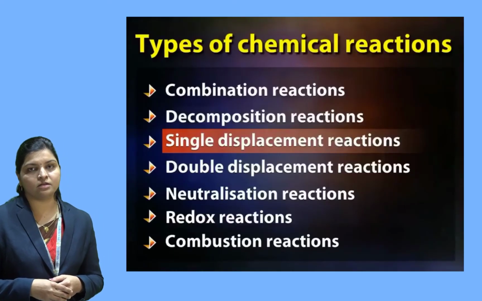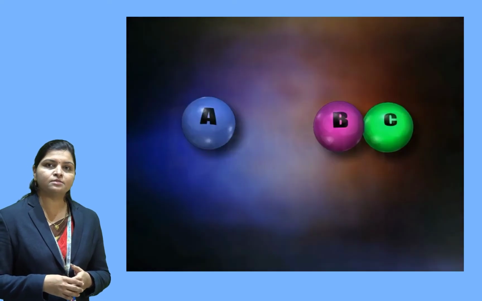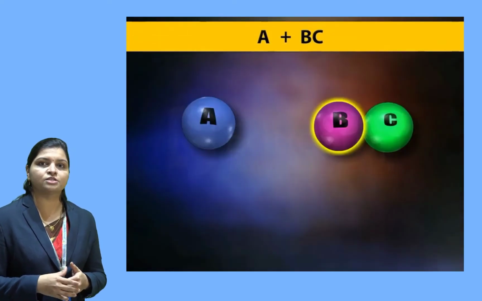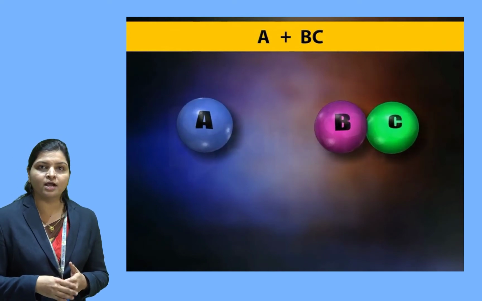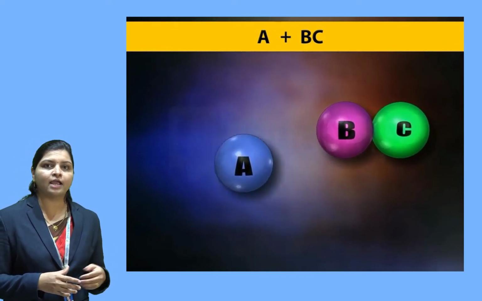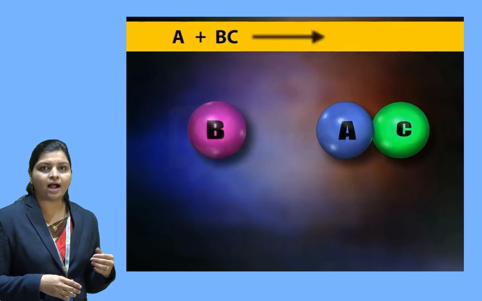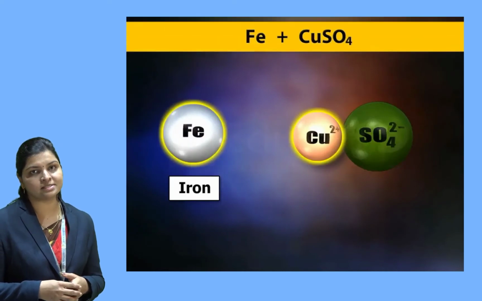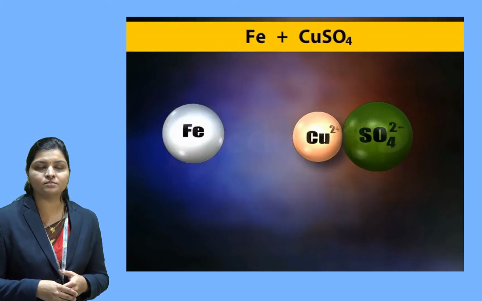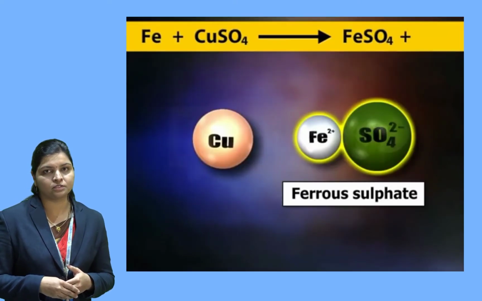The next type of chemical reaction is single displacement reaction. A single displacement reaction is a chemical reaction in which an element is displaced from its compound by another element. For example, iron displaces copper from copper sulfate solution and forms ferrous sulfate and copper.